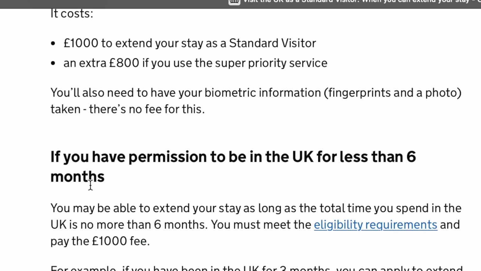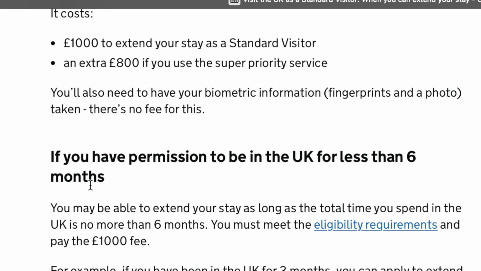So if you come for 6 months, the standard visitor fee is £100. But if you come in with a 6 month standard visitor visa, let's say you come in to write PLAB and you fail and you want to extend your stay, you have to pay £1,000 to do that. And if you're applying in a hurry, you want a decision in a hurry, you're going to add £800 to that. God forbid, £1,800. No, that's too much. Then you also have to do your biometric capturing.